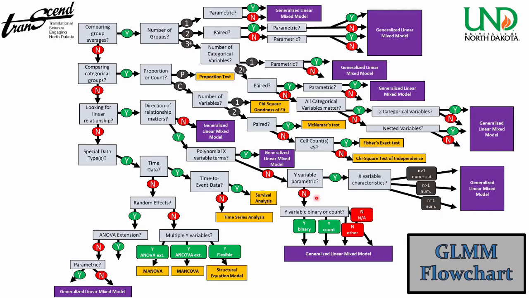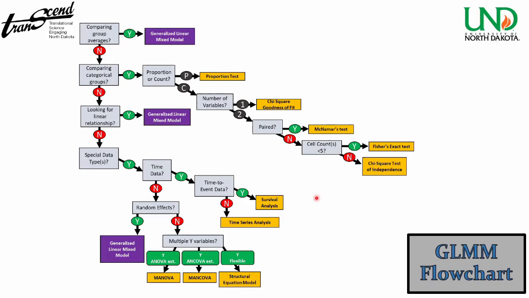And again, since a lot of these things end in generalized linear mixed model, we don't need such a big flowchart. We can actually simplify this quite a bit, and we can simplify it down to this final GLMM flowchart. Again, we still have the four big questions for those four quadrants. If you're comparing group averages, you say yes. Well, guess what? That's all something that really can be done with a generalized linear mixed model.